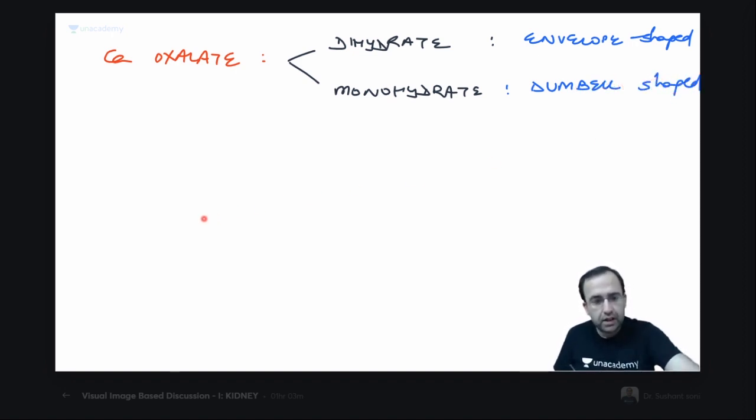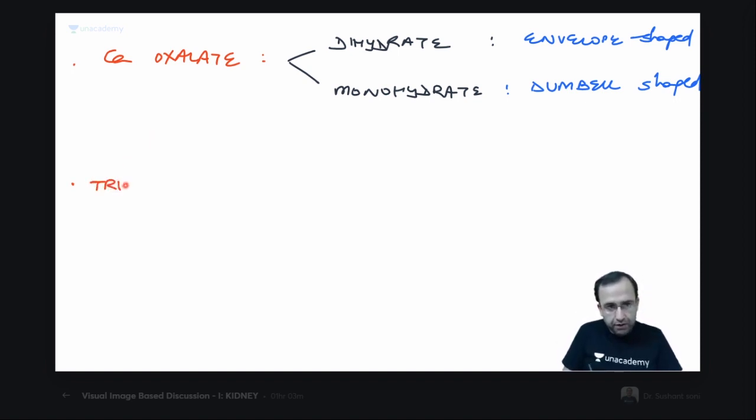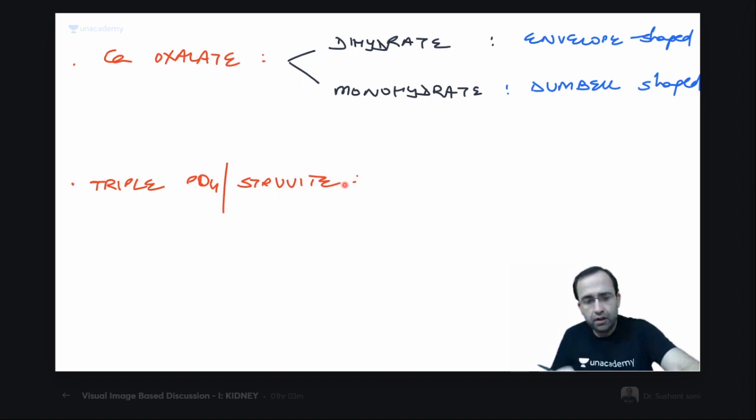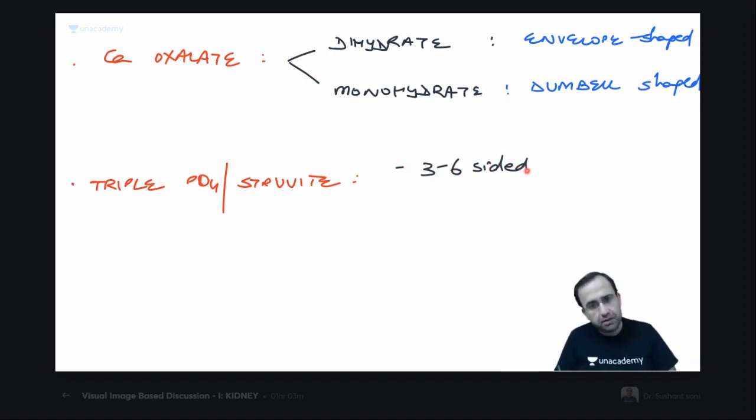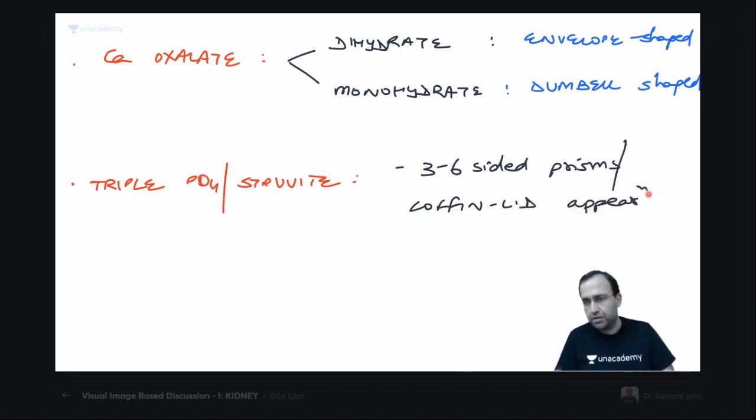Next are the triple phosphate or struvite stones, which have the classical 3 to 6 sided prisms. Agreed, Ashmita. 3 to 6 sided prisms or coffin lid appearance. Triple phosphate.